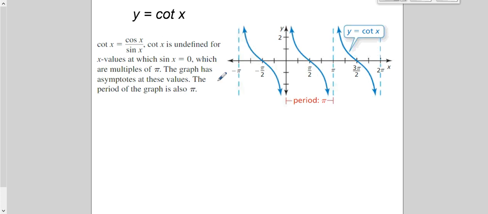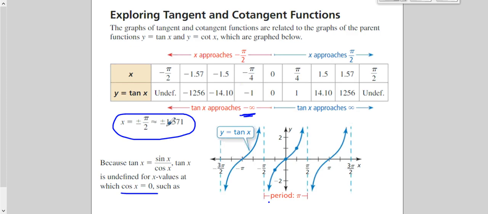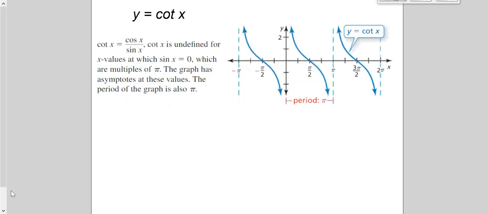The graph has asymptotes at these places, at the y-axis, at pi, at 2 pi. And notice the curve goes the other way. So going from left to right, it's going down to the right, where tangent was going up to the right and is centered on the y-axis. Cotangent goes between 0 and pi and goes down to the right. One period of cotangent is pi. One period of tangent was also pi.